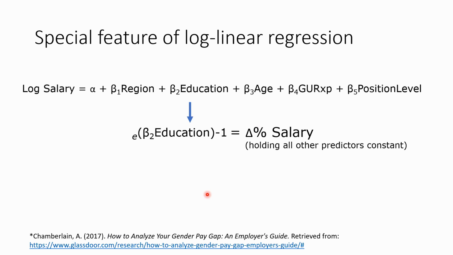Okay, so that is a wrinkle that we have to contend with, but log linear regression also has some benefits. One of the features is we can take any one of these coefficients, these predictors, and if we do this formula to them, it'll tell us the percentage change in salary for one level of this variable versus another while we're holding the other predictors constant. What does that mean?